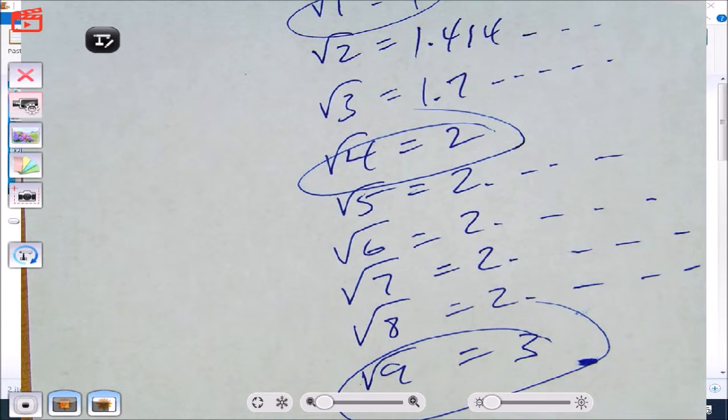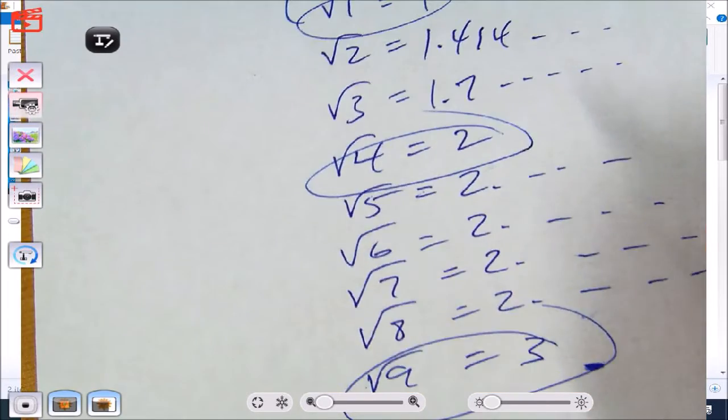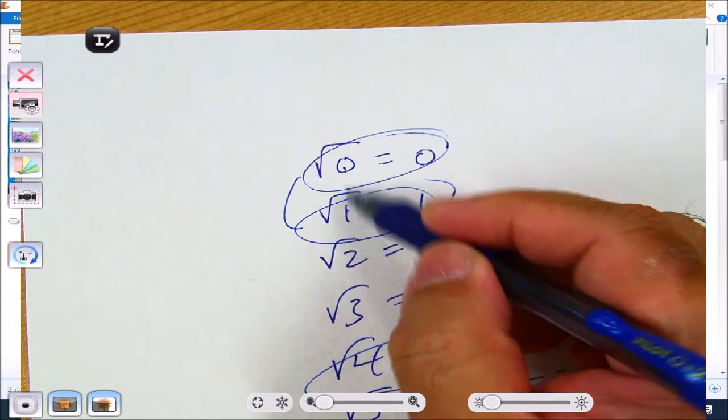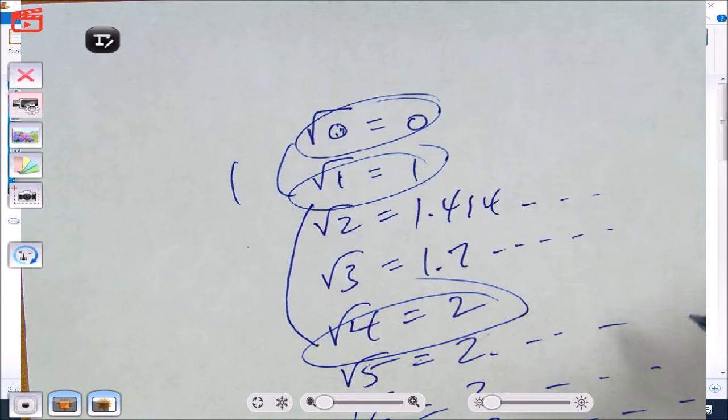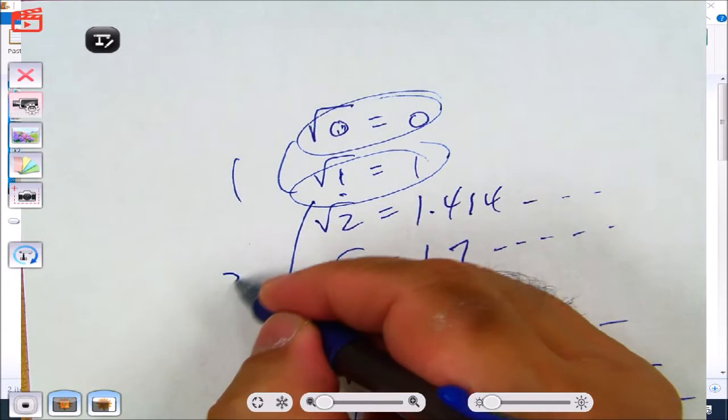What I'm going to do is show you a technique. What's the difference between these two? One. What's the difference between these two? Two. Three. 4 minus 1 is 3.